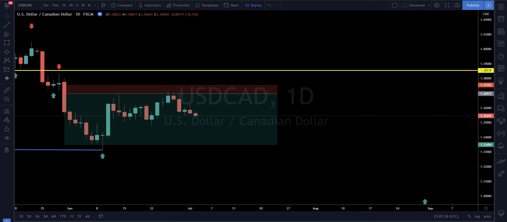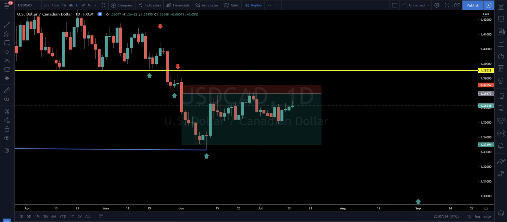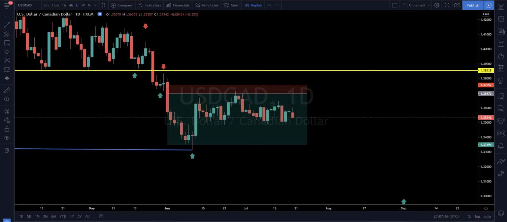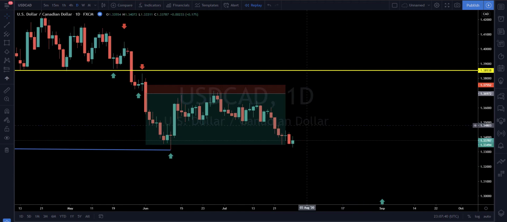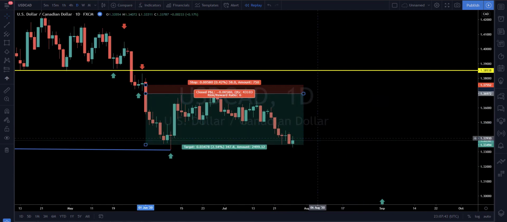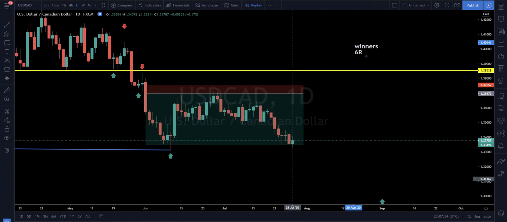We had a down day. Good. It's good. And there we go. This is where we take our profits. So let's take a note of that. Winners, 6R. So if we risk 10 bucks, we will make 60 bucks. So if we risk 100 bucks, we will make $600.